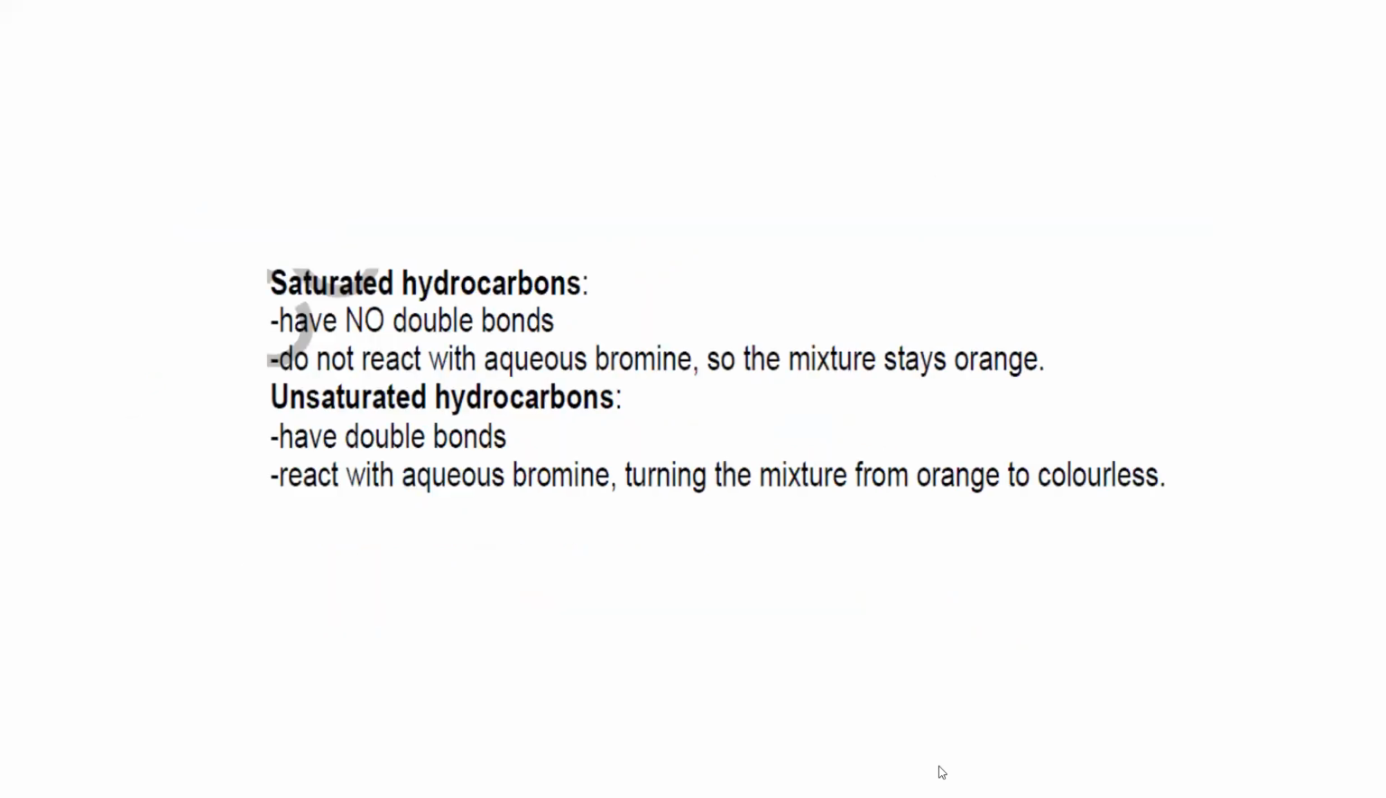So what is the difference between saturated and unsaturated hydrocarbon? Saturated hydrocarbon means between carbon-carbon there's a single bond, and unsaturated means between carbon-carbon there's a double bond. And saturated hydrocarbon does not react with bromine, and unsaturated hydrocarbon reacts with bromine, and it will turn from orange to colorless. Aqueous bromine is orange, bromine itself is red-brown. So this is a test to distinguish between saturated and unsaturated hydrocarbon.